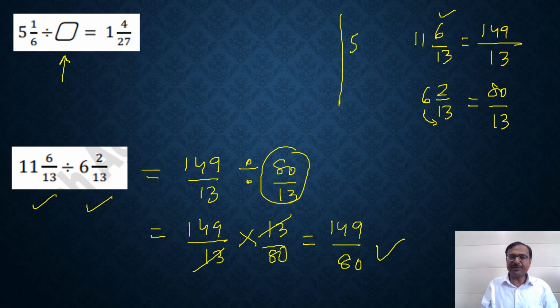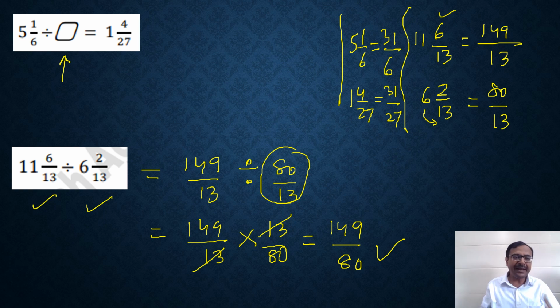5 1/6. If you convert 5 1/6 into an improper fraction, then 5 1/6 is actually 31/6. And what happens to 1 4/27? The improper fraction will be 27 plus 4, 31. That's 31/27. So let's rewrite the problem. 5 1/6 is 31/6 divided by something. I don't know what that something is, so let's assume it as a upon b, or you can assume only x. Perfectly fine. Equals 1 4/27, which is 31 upon 27.